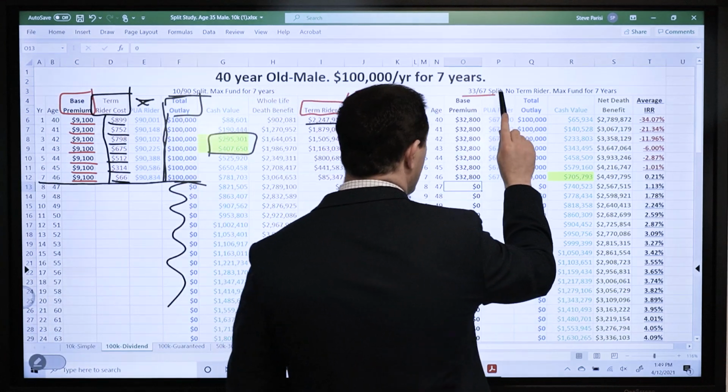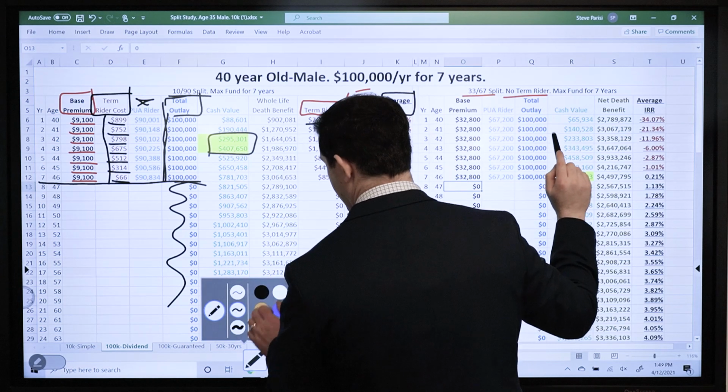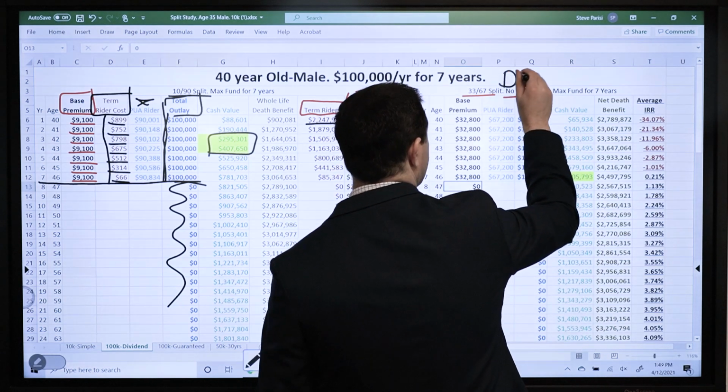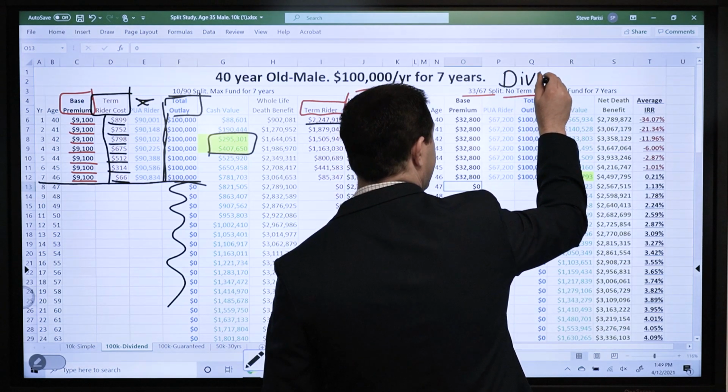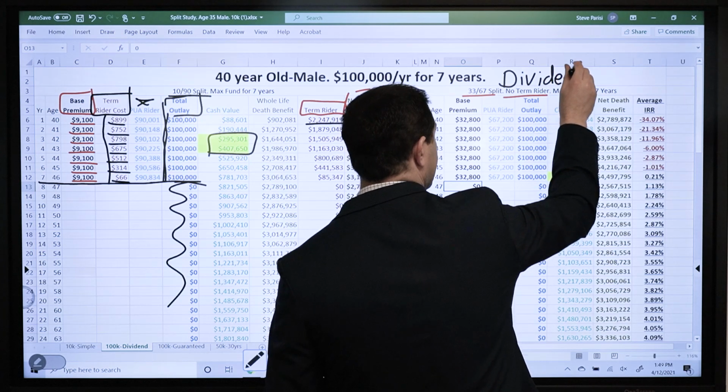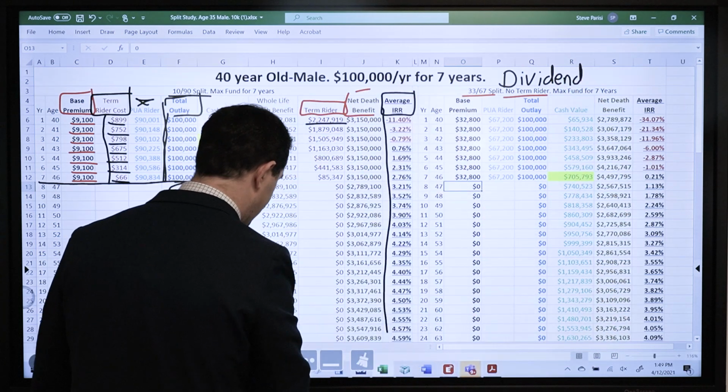Now, to the right, 33-67 split. No term insurance rider attached. I should add, these examples are based on the present dividend rate assumptions. Okay, here we go.